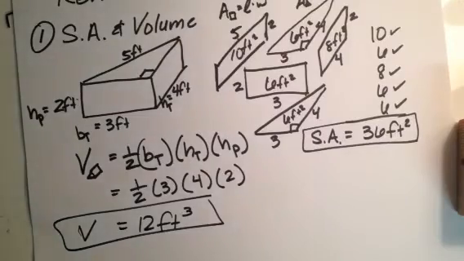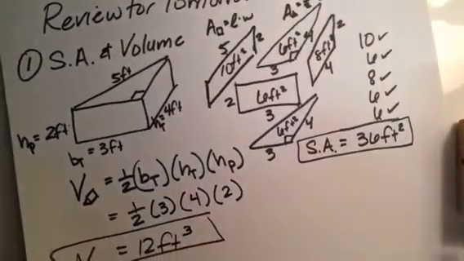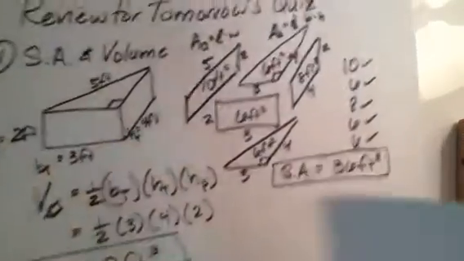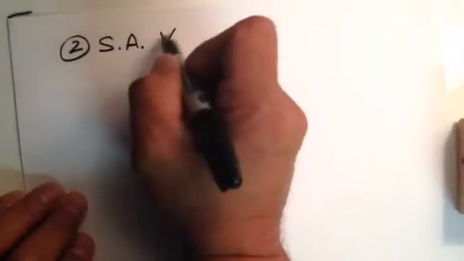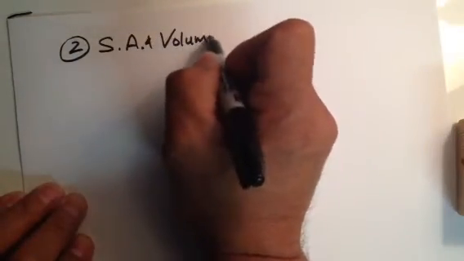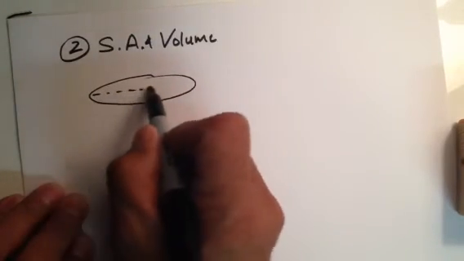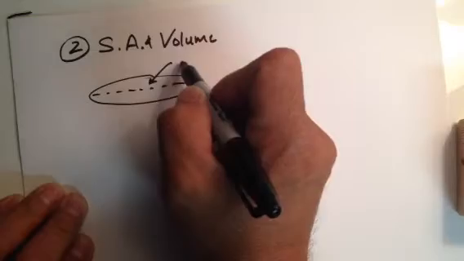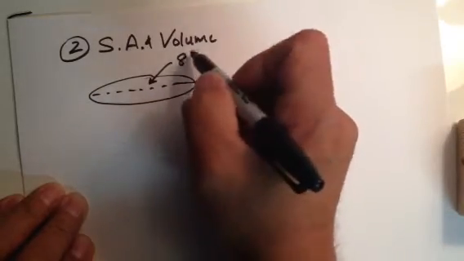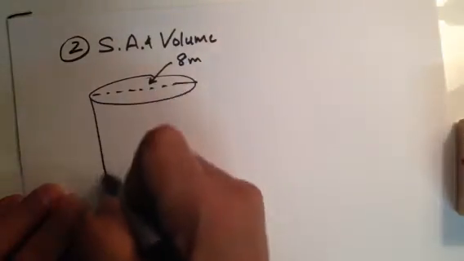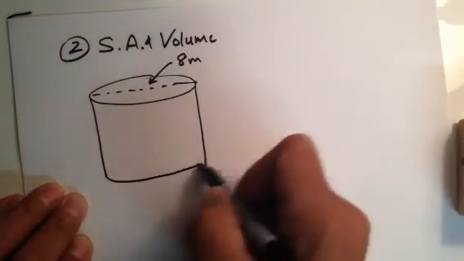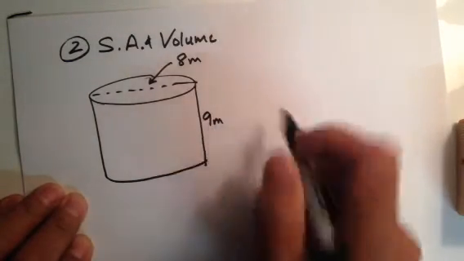Now number 2 for tomorrow's quiz is going to be finding the surface area and volume of a cylinder. So let me go ahead and show you that one. So number 2, surface area and volume of a cylinder. And on this cylinder, let's give it a diameter of 8, let's go meters. And in here, let's say that this has a height of 9 meters.